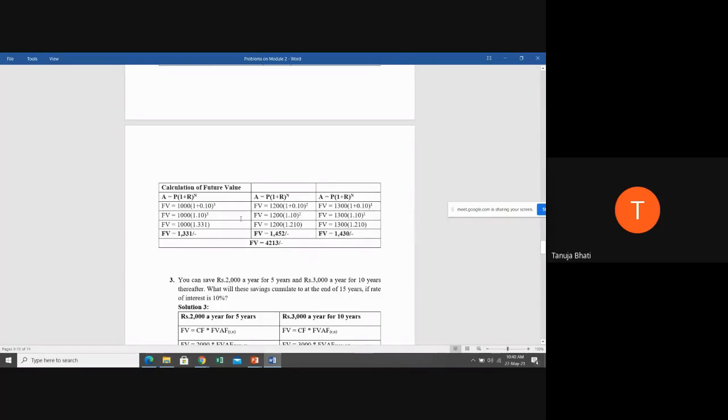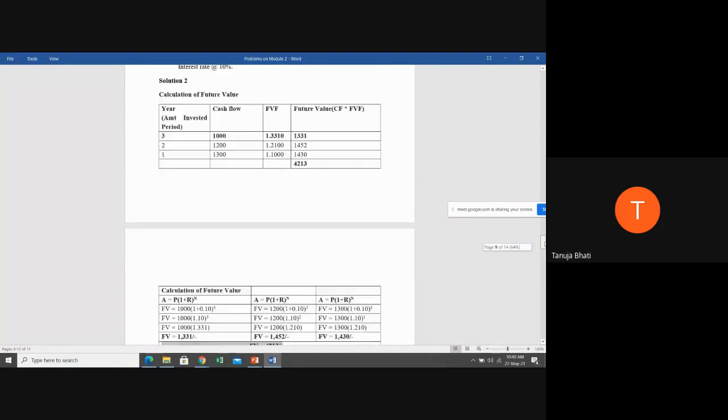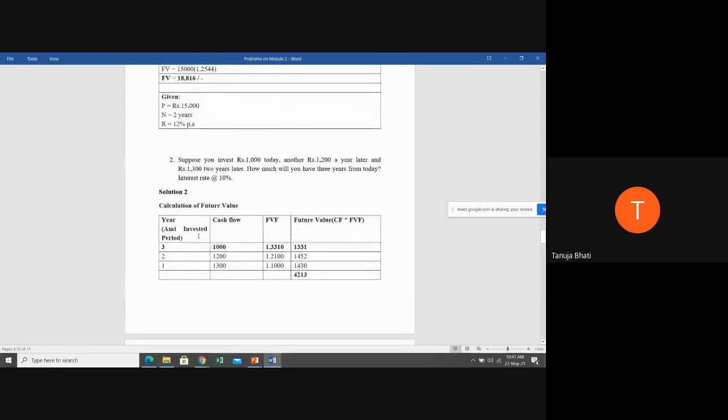Tedious work means individually for 10 different future values you had to calculate, and then you had to sum it up and get the future value. Instead of that, we have one more simple method. Just pay attention to this one more method, which will give you the same answer, but it is a little easier method in which you can quickly get the answer.